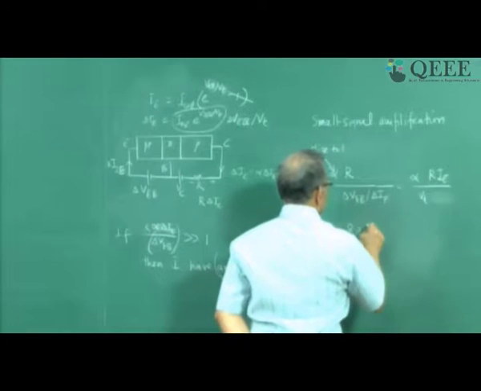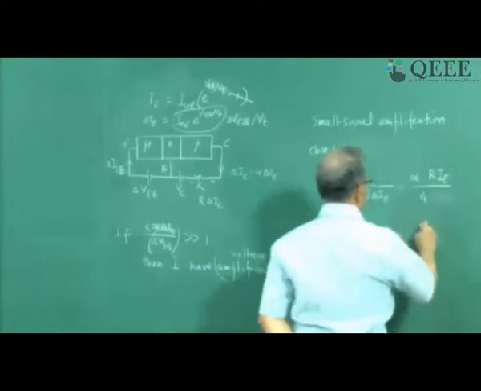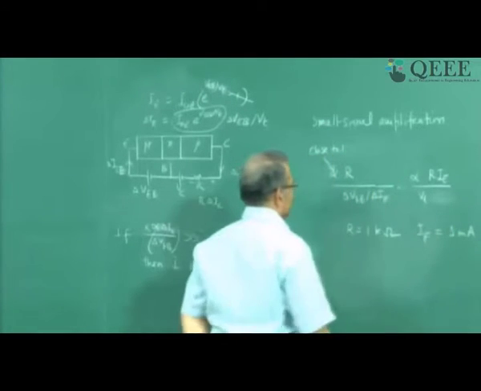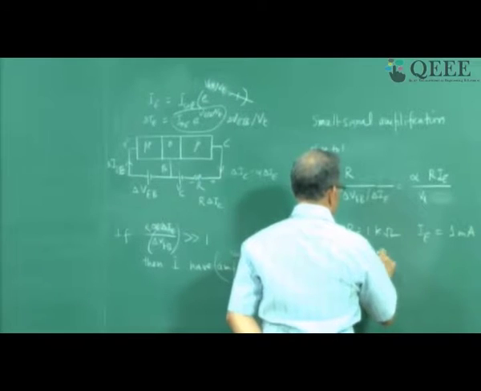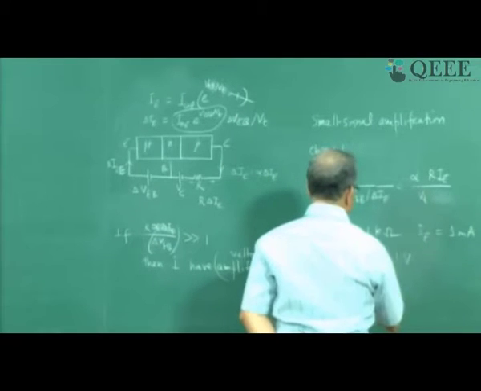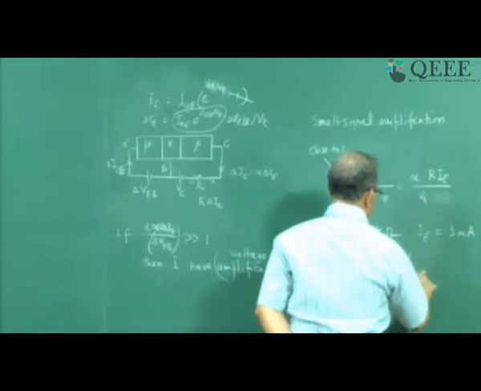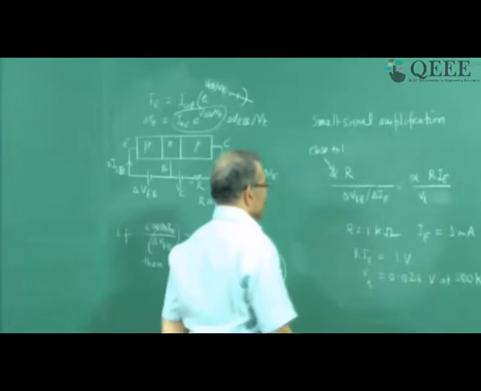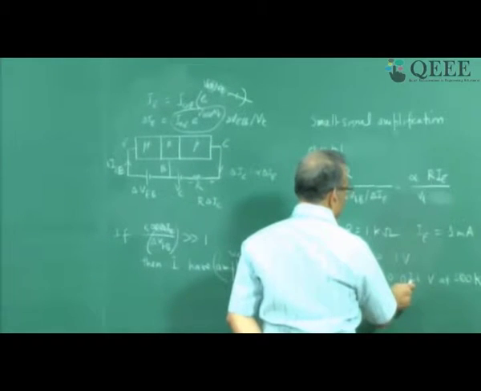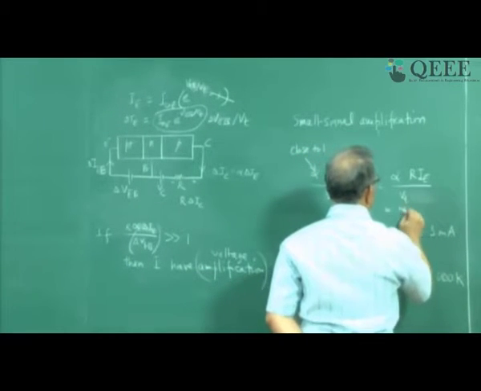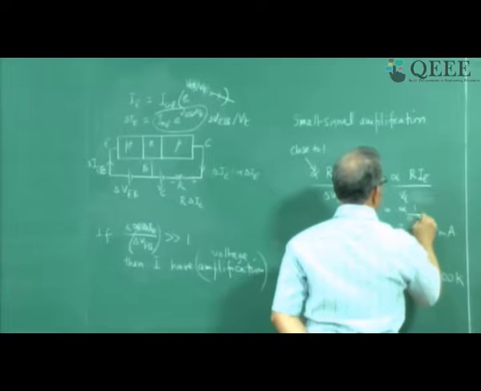So for R equal to 1 kilo ohm, IE equal to say 1 milliampere, R into IE will be equal to 1 volt. How much is VT? VT is 0.026 volts at 300 K. So when I take a ratio, I should take a ratio of 1 volt to 0.026 here. So this is equal to alpha into 1 by 0.026.